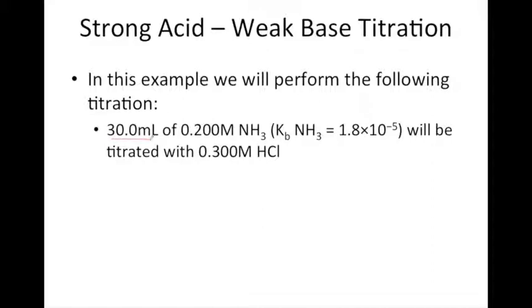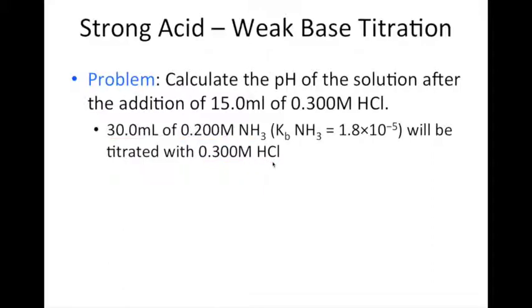We're going to have 30 milliliters of 0.200 molar ammonia in our flask. Here's the Kb. And we're going to titrate that. We're going to add a certain volume of 0.300 molar HCl. So write those conditions down. Specifically, the problem we want to solve in this video is we want to calculate the pH of our solution after we've added 15 milliliters of our 0.300 molar HCl.